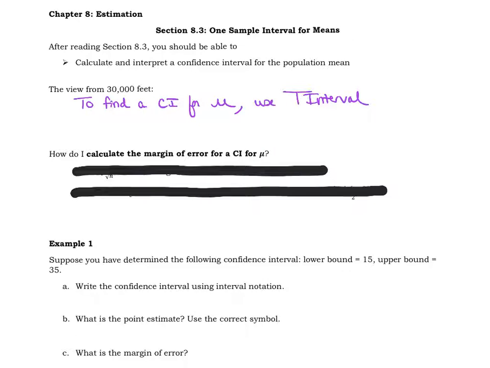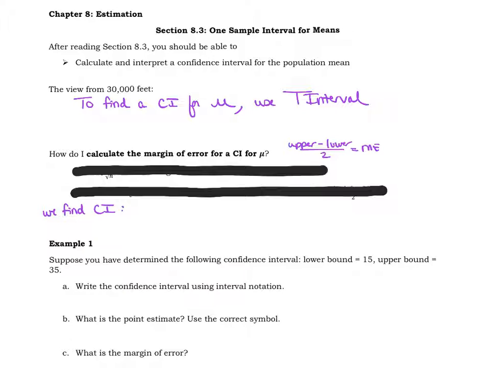All right, so how do you calculate the margin of error for a confidence interval for mu? Well, you calculate it the same way. You do the upper boundary minus the lower boundary divided by 2 to get your margin of error. And we find the confidence interval by going to that t interval.